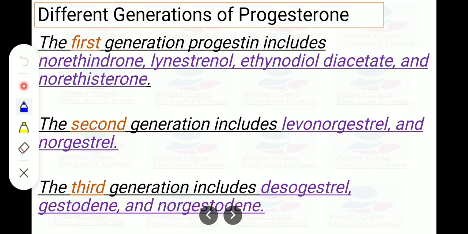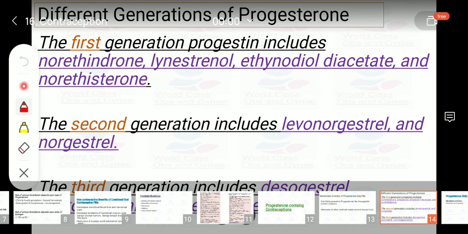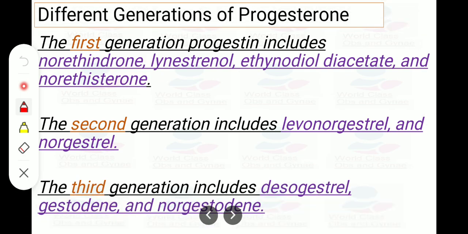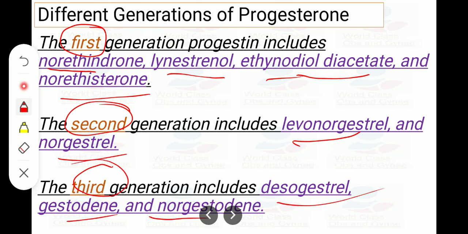Now, different generations of progesterone are very important to be known by every gynecologist. The first generation progesterone include norethisterone, lynestrenol, ethynodiol diacetate, and norethisterone. The second generation includes levonorgestrel and norgestrel. Third generation includes desogestrel, gestodene, and norgestimate.